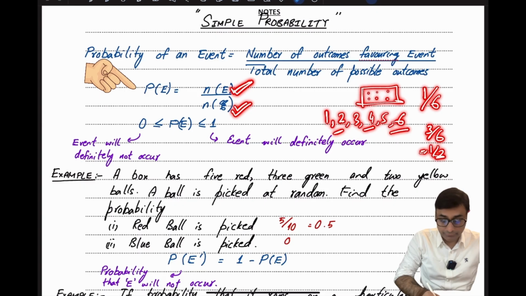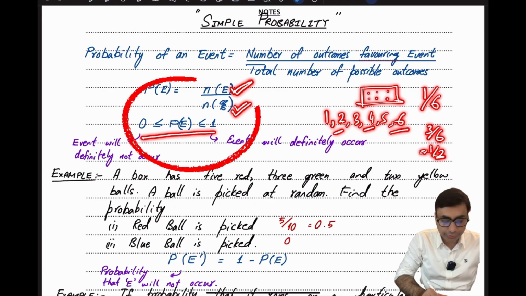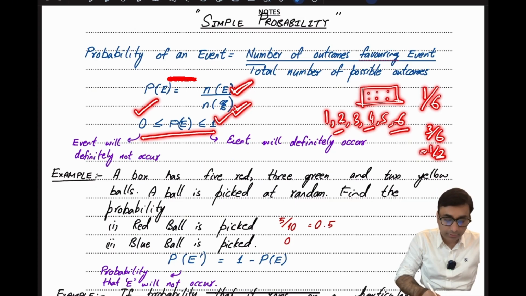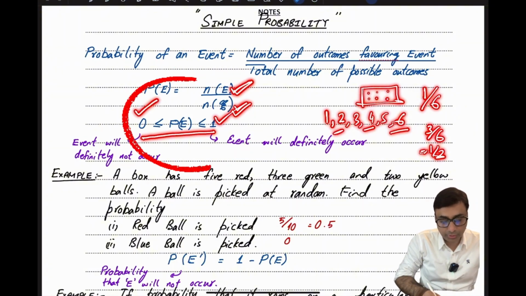Now, the number that you get tells you how probable or how likely it is for that particular event to occur on a scale from 0 to 1, where 0 indicates that it is not at all possible for that event to occur, and 1 is when it is most likely and confirmed for that event to occur.